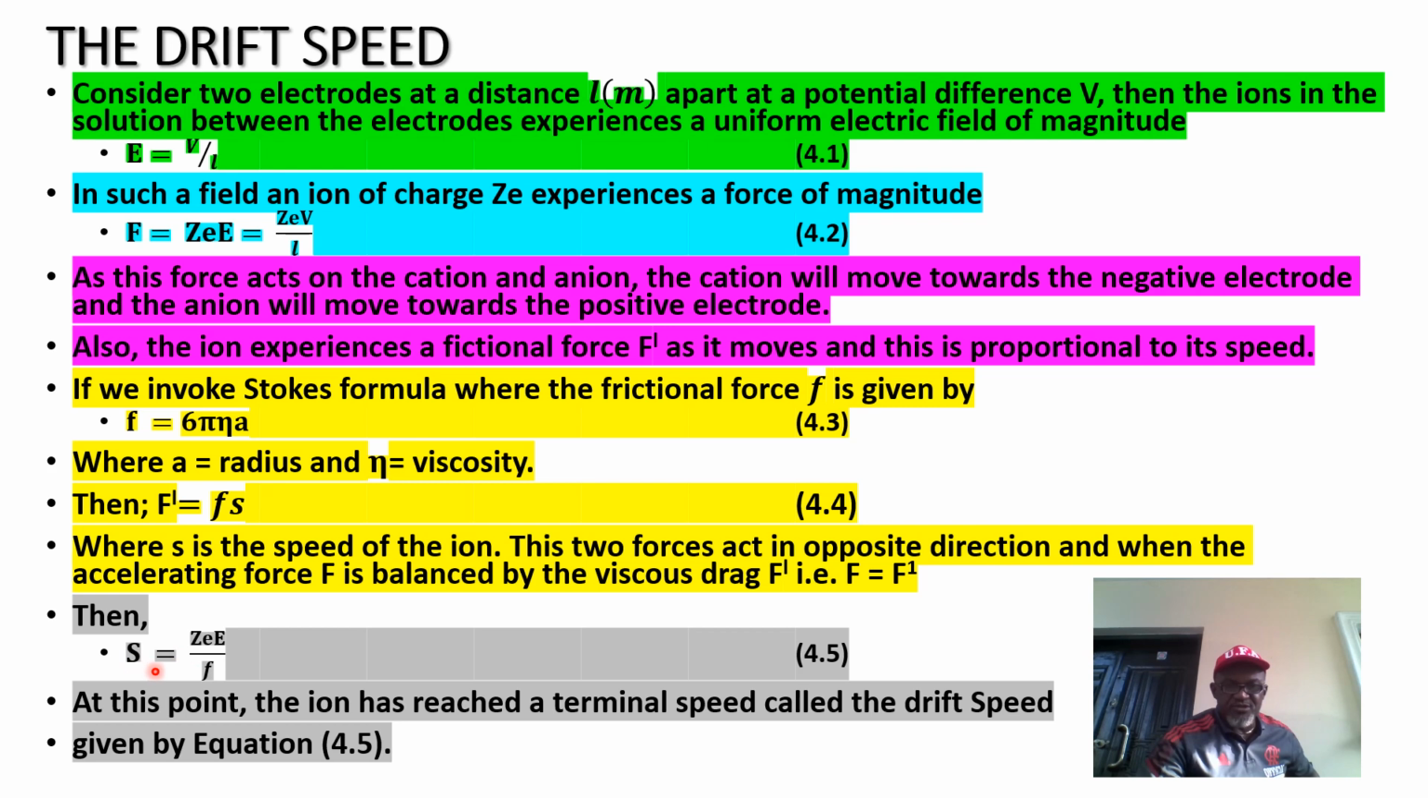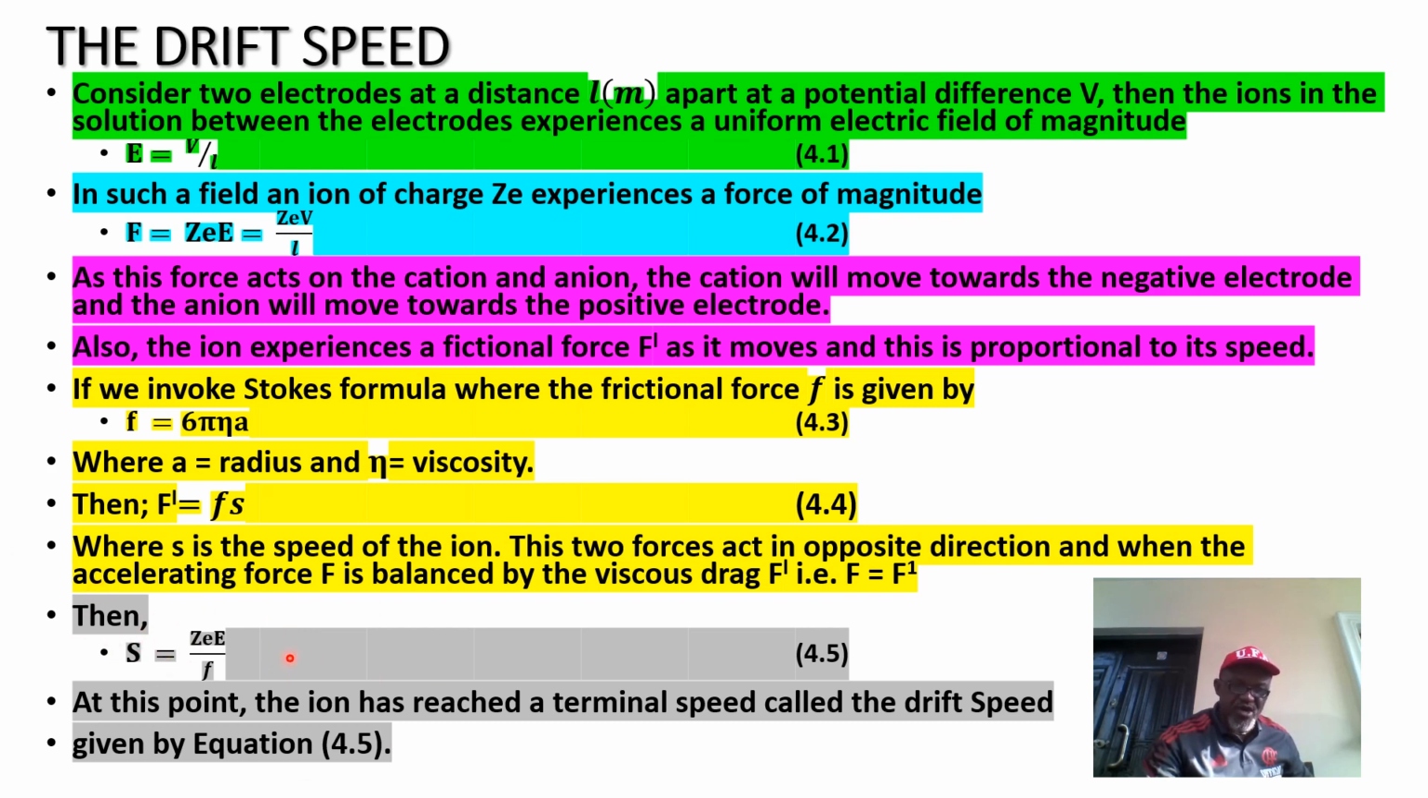And when that happens, the speed of this ion will be equal to ze multiplied by capital E over F. And at this point, we said that the ion has reached a terminal speed, which we call the drift speed of the ions. So this equation 4.5 gives us a value of the drift speed, having considered Stokes' law, having considered the force on the ion on application of an electric field. So this gives us the drift speed.